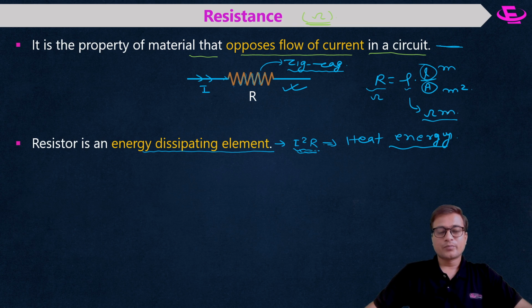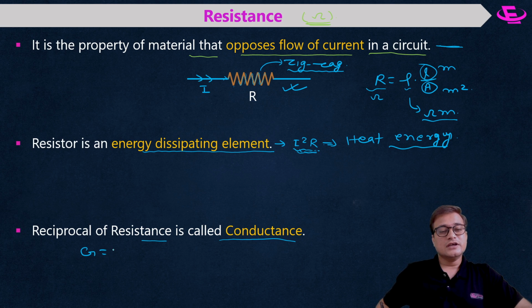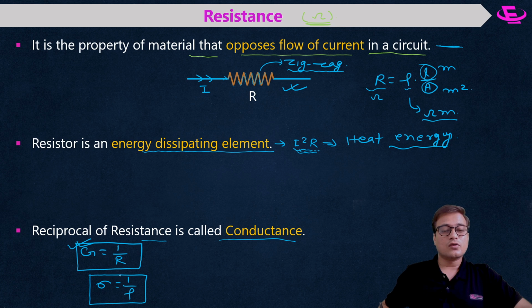Next, the reciprocal of resistance is called conductance, and its symbol is G. Capital G is equal to 1 upon R. The reciprocal of resistance is called conductance. I hope it is clear to you. Again, the reciprocal of resistivity is called conductivity. Sigma is equal to 1 upon rho. Clear?